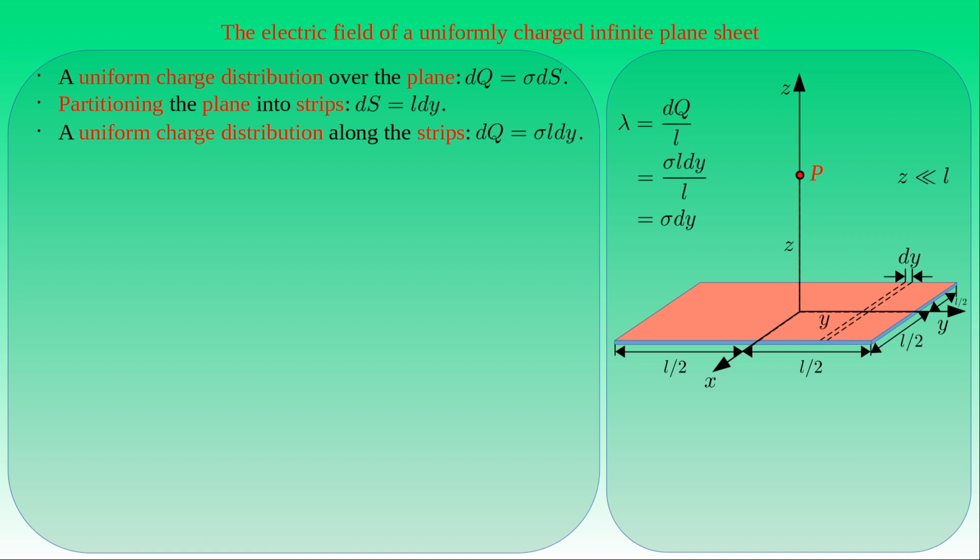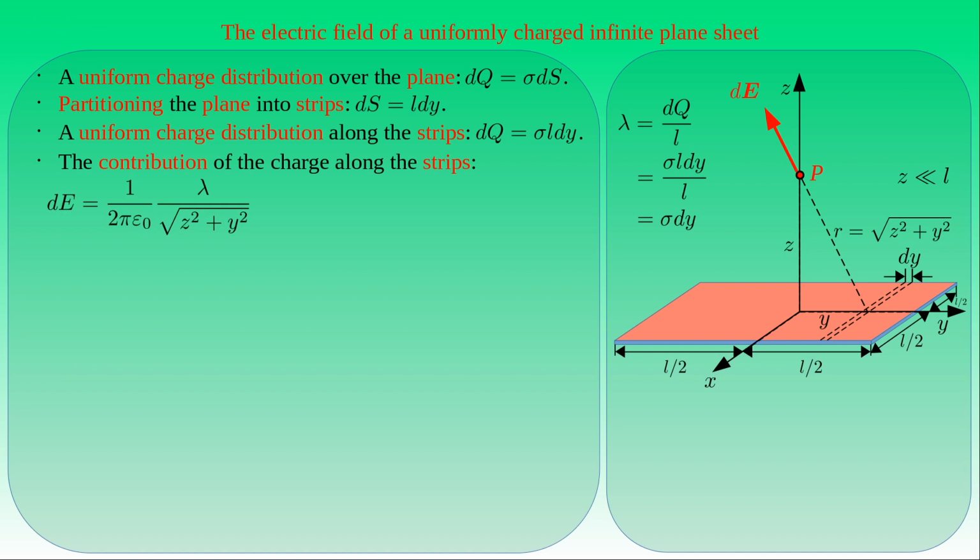Since the strip is very long compared to the distance r of the point P from the strip, we can apply the result obtained for a uniformly charged infinite line. Then the contribution dE of the charge element dq distributed along a line to the magnitude of the electric field is given by 1 over 2 pi times epsilon naught, times the ratio of the linear charge density lambda to the distance r. Here we already expressed the distance r as the square root of z squared plus y squared. By substituting the product of the surface charge density and the infinitesimal width dy into lambda, we obtain 1 over 2 pi times epsilon naught, times sigma times dy divided by the square root of z squared plus y squared.